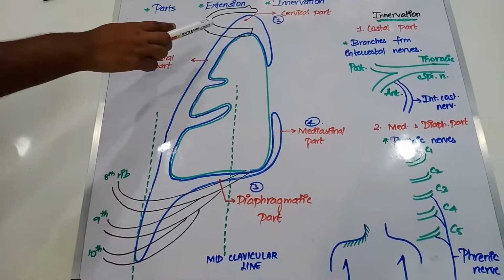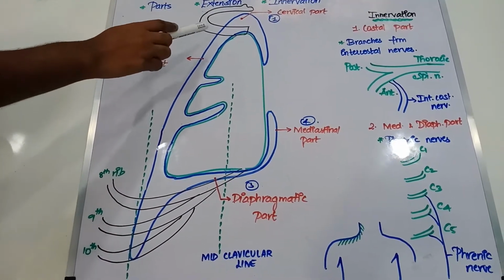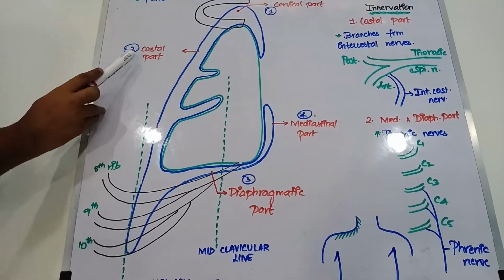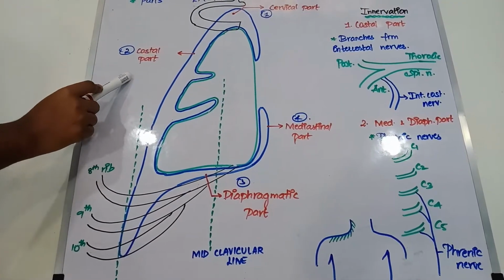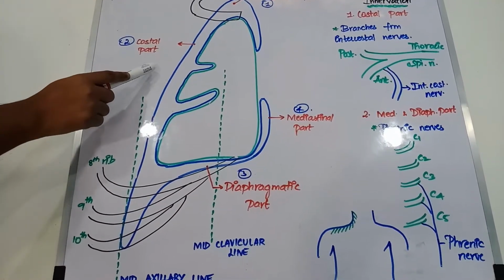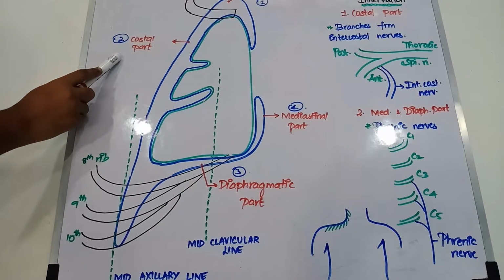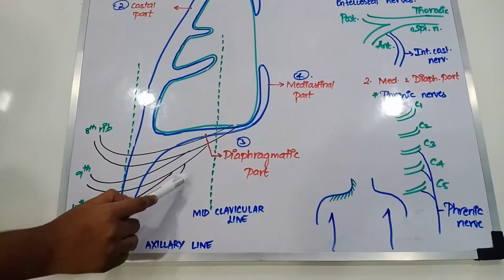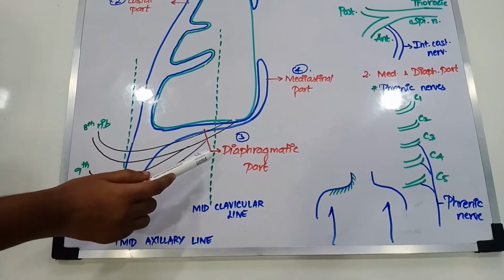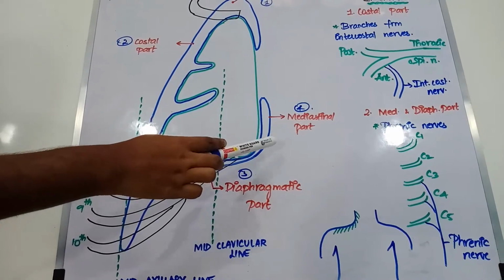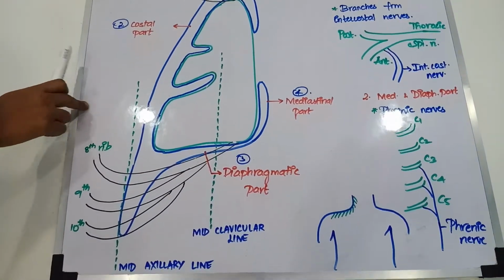First is the cervical part. Since it is related to the neck portion, it is called the cervical part. Second is the costal part. This part is related to the ribs and the intercostal spaces, so it is called the costal part. This part is related to the diaphragm, so it is called the diaphragmatic part. And this part is related to the mediastinum, so it is called the mediastinal part.